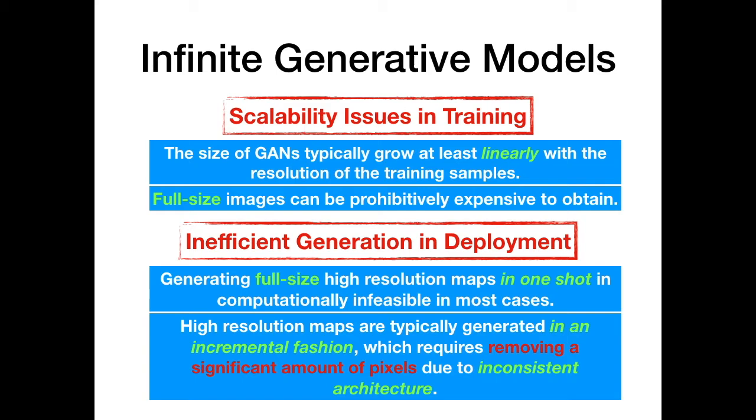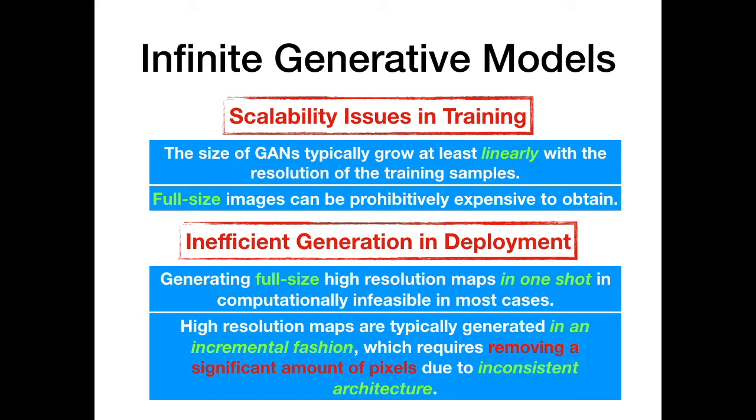For traditional generative models like GANs, their model size typically must grow at least linearly with the resolution of the training samples. The second is obtaining high-resolution images could be quite expensive. All this leads to generating high-resolution images in one shot is computationally infeasible in most cases.